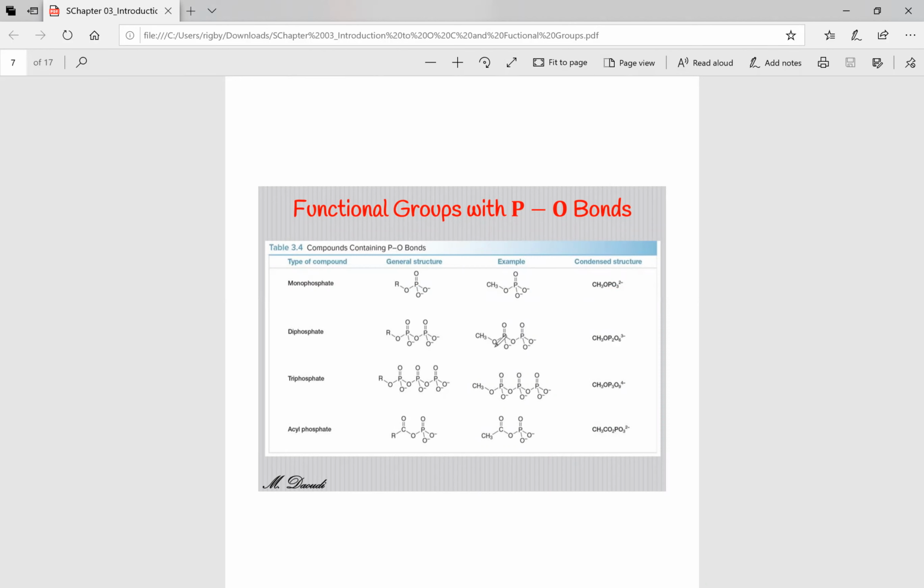You may remember triphosphate from adenosine triphosphate, ATP, which we use in our bodies for energy. That's an A, that's a P, ATP. You can see here that a monophosphate has one phosphate group, a diphosphate has two phosphate groups, and a triphosphate has three phosphate groups. That's a trend you can memorize, but it seems self-evident in this case. And then in an acyl phosphate, we have a C=O double bond attached to a phosphate group, so a carbonyl carbon attached to a phosphate group.